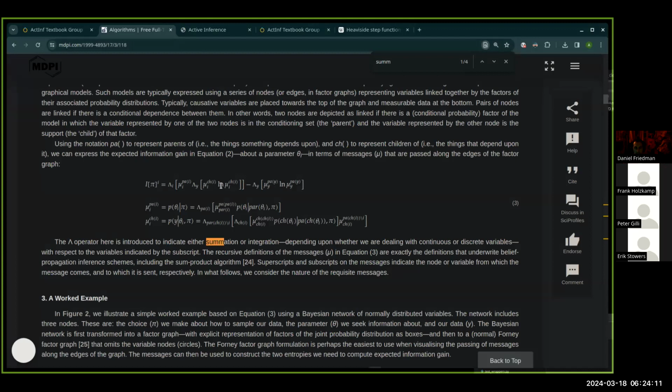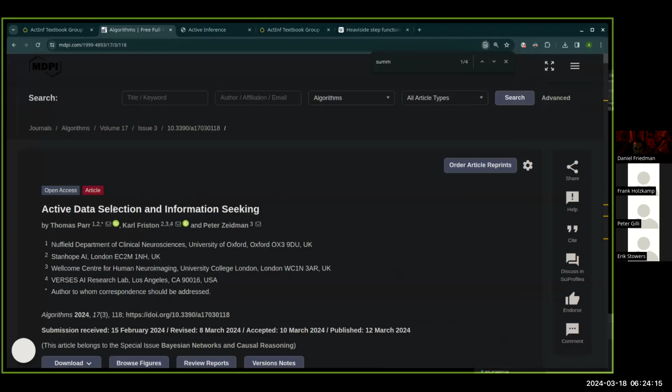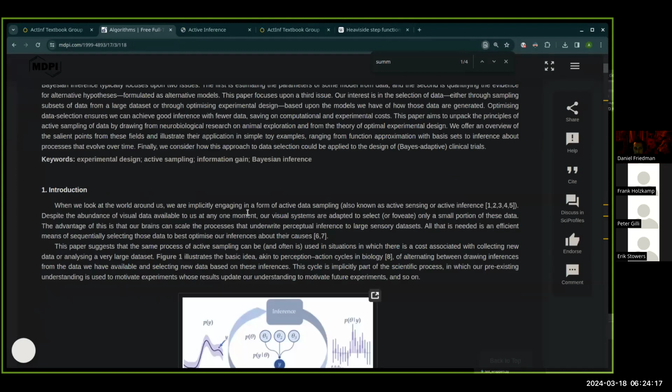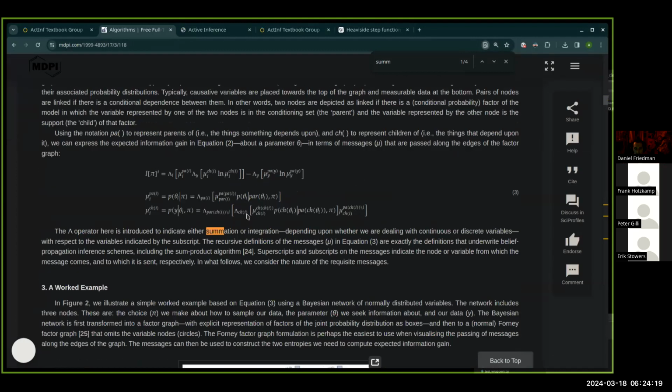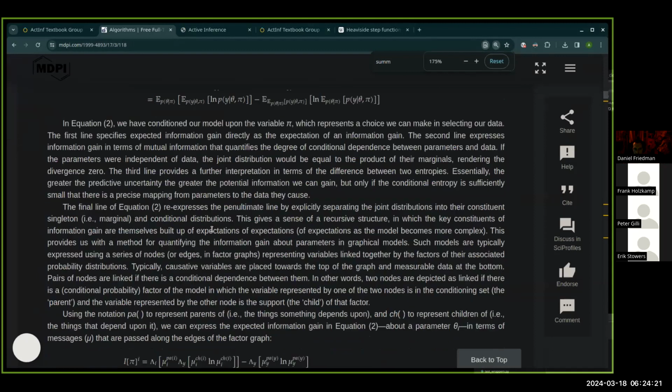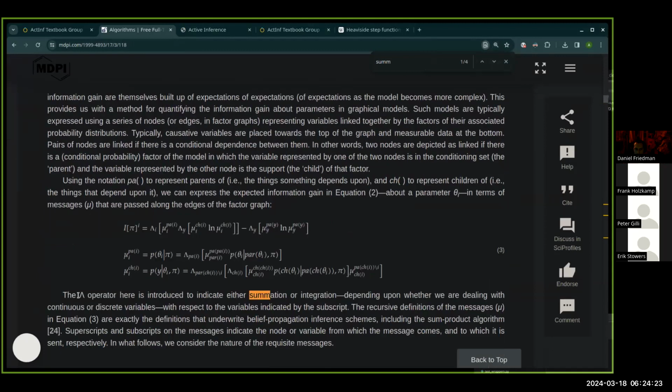JR made a really nice comment in the Discord a few days ago. This is the new paper, Active Data Selection Information Seeking. And here there's a slightly new and different notation. Lambda operator introduced to indicate either summation or integration, depending on whether we're dealing with continuous or discrete variables.